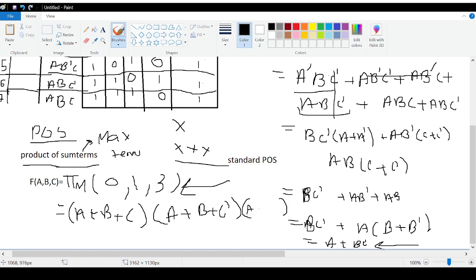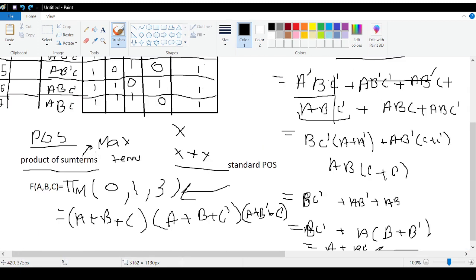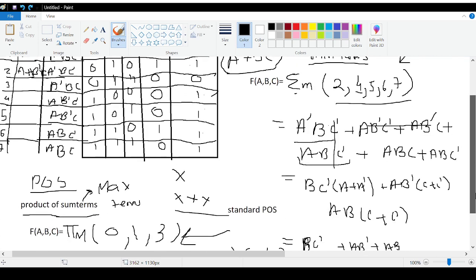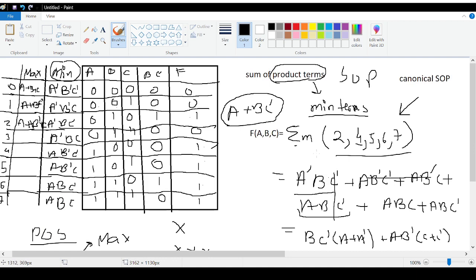A plus B bar plus C bar. Okay? Is this clear, guys? Yes, miss. Okay. So now the point is, all these equations are equal, okay?